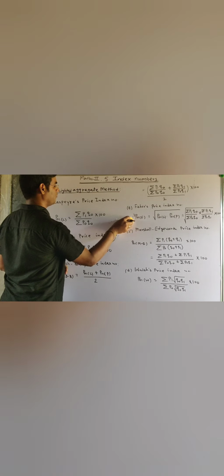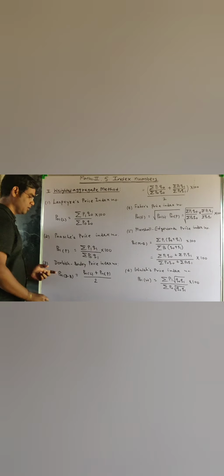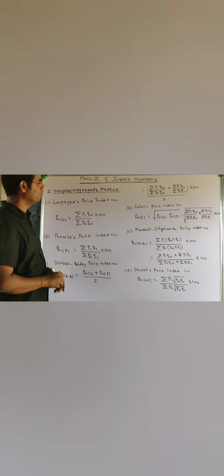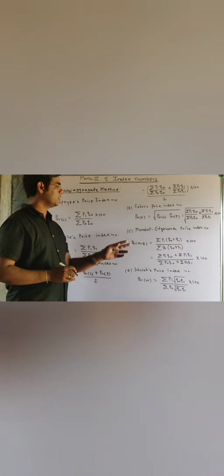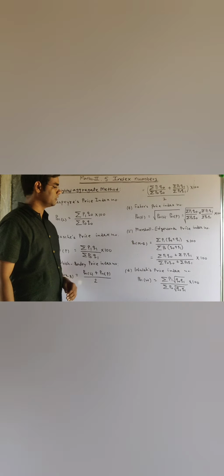of index number. First one is Laspeyres price index number, second Paasche price index number, third Dorbish-Bowley price index number, fourth Fisher price index number, fifth Marshall-Edgeworth price index number, and the last one is what? Walsh price index number.